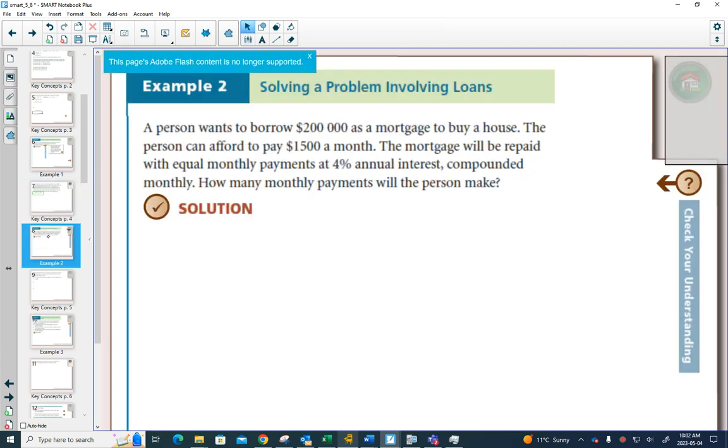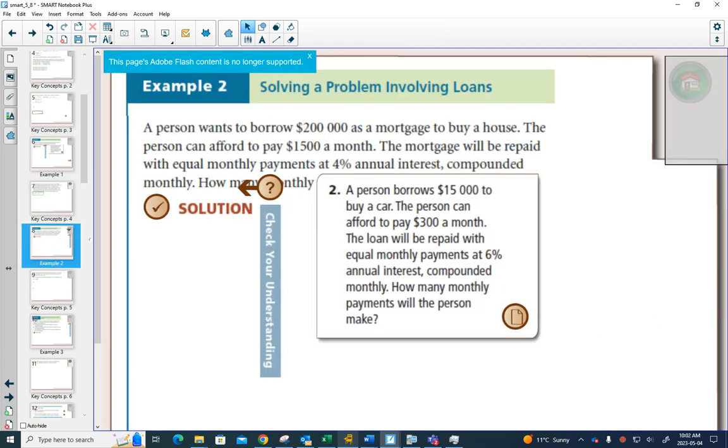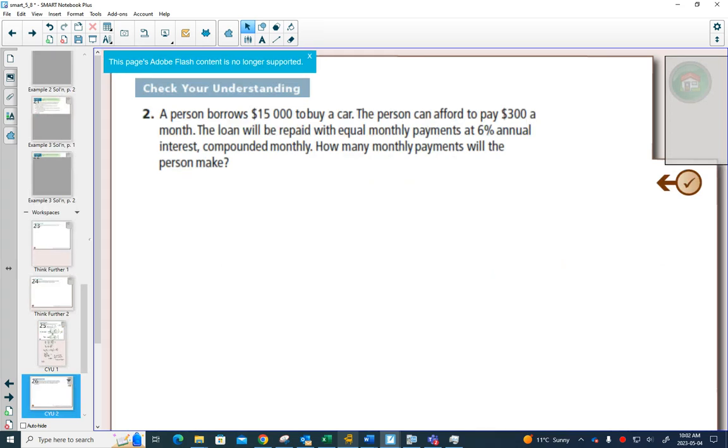So we go to our second example, which is a more realistic thing for something that probably could happen to you. You go out to buy a car. That car is going to cost you $15,000, but you don't have $15,000. The bank says, no problem. Could you afford $300 a month? And you're like, yes. Okay? We're going to charge you 6% interest. And now you're going to find out, well, how long is this going to take me to pay off?